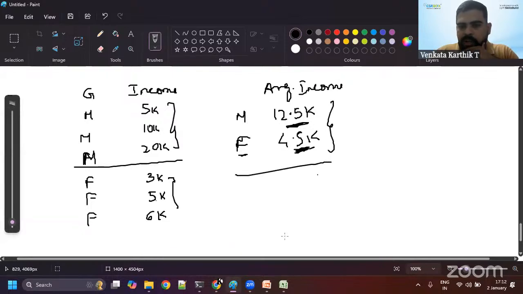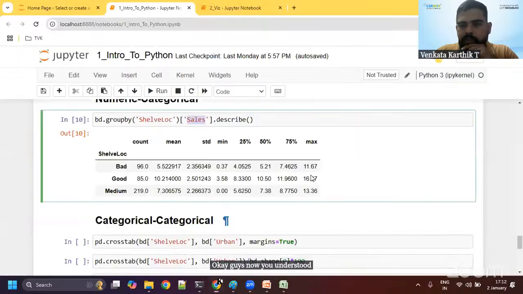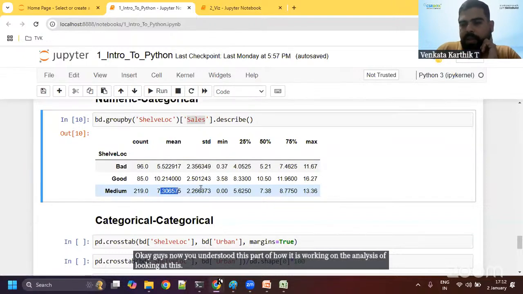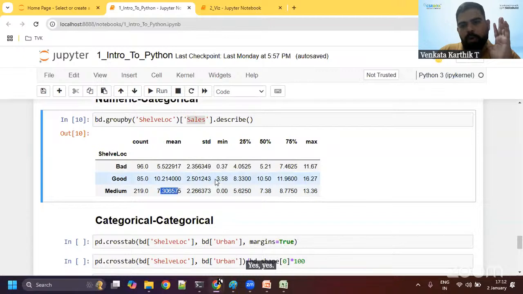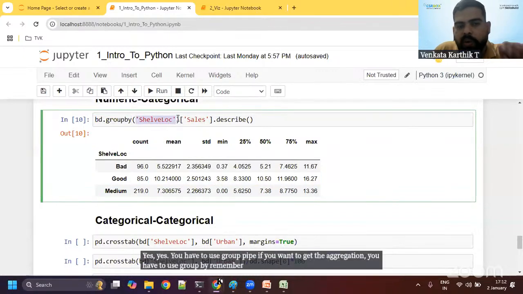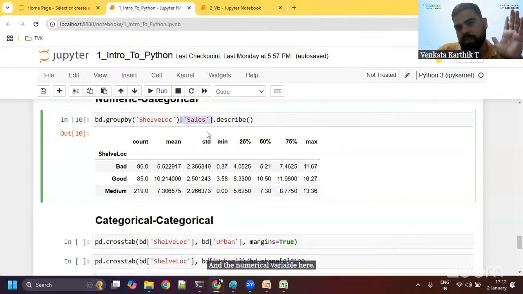Okay, guys, now you understood how this part works in the analysis. Yes, you have to use group by. If you want to get the aggregation, you have to use group by. Remember, always use the categorical variable over here and the numerical variable here.